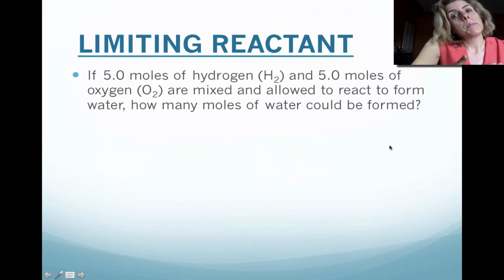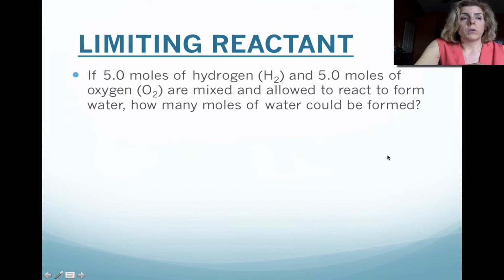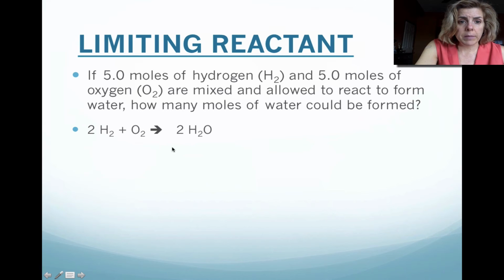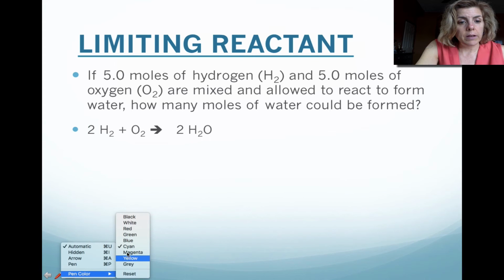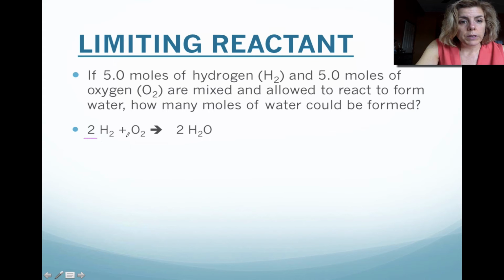Okay, so these are the type of problems that you're going to see with limiting reactant. Here it's just moles. Eventually we'll work towards mass. So here we have 5 moles of hydrogen and 5 moles of oxygen. So we have an even amount. And the question is, how many moles of water could be formed? Well, the first thing is we need a balanced chemical equation. So here's our balanced chemical equation. And then we're going to use mole ratio to tell us which one is smaller.